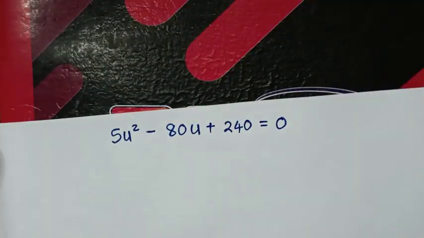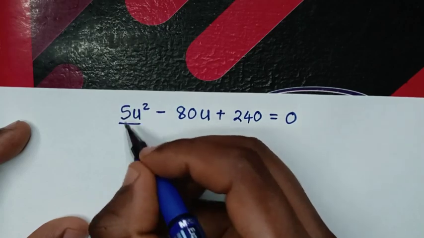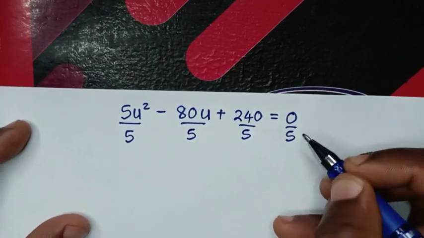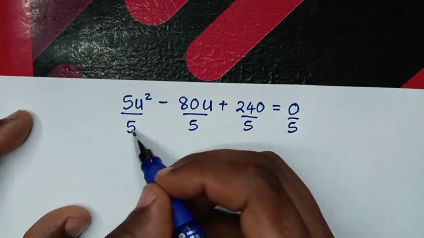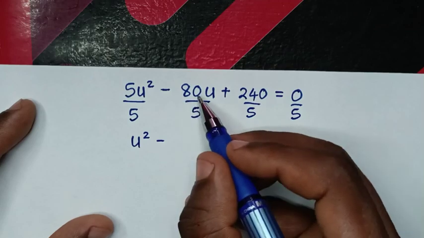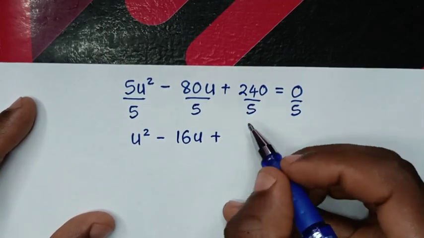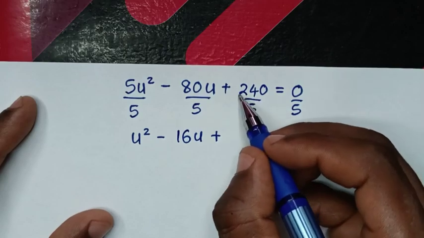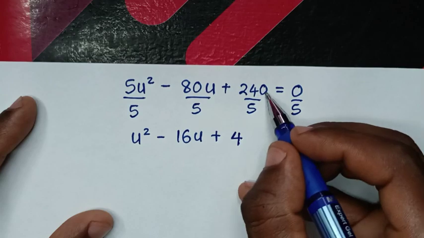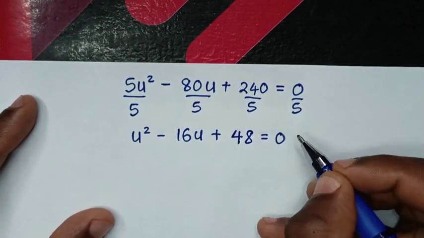Then from this equation, this quadratic equation, it can be divided by 5 on both sides. So 5u square divided by 5 is u square. Then minus 80u divided by 5 is 16u. Then plus here 240 divided by 5 is 48, is equal to 0 divided by 5 is 0.